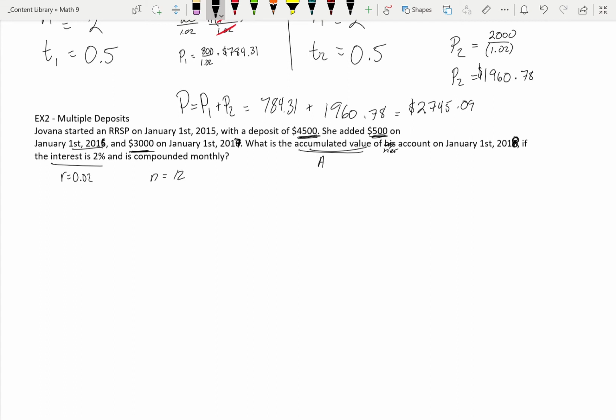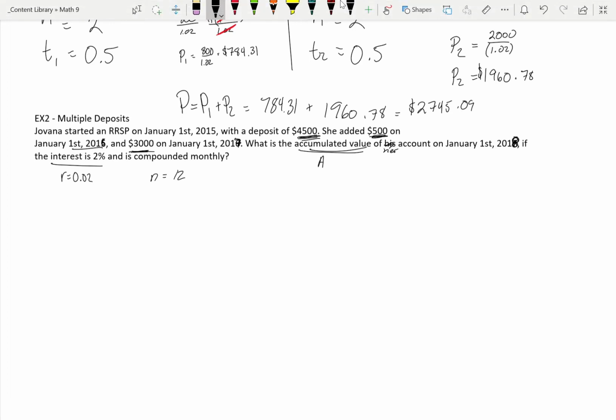So the problem with this, I can't just add all of the values in at the beginning, because then that means that she's going to be earning interest on money that she hasn't put into the account yet. Like if I just added 4,500, 500, and 3,000 to get to 8,000, and then did it for 3 years. The issue with that is that she only put in 4,500 at the beginning of the first year, and then added those values later, so they don't have as much time to gain interest.